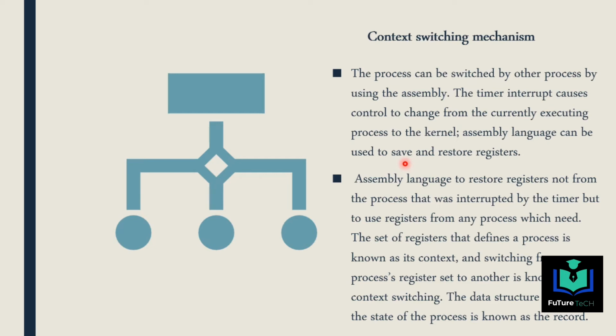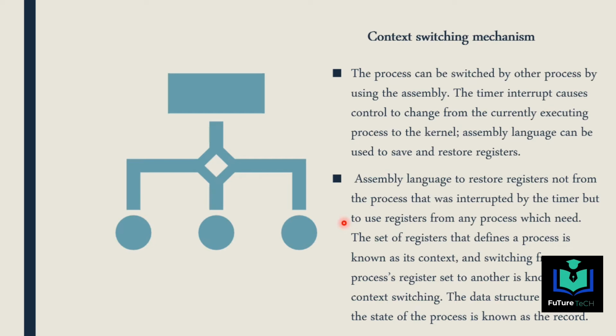Okay, after the interrupt, after answering to the priority, what happens? It restores the registers. For that purpose, we need only assembly language, not the C language, for storing and returning purposes. So assembly language is used to store registers, not from the process that was interrupted by the timer, but to use registers from any process which needs them. That is the main concept. Assembly language is used by all the processes or all the tasks.